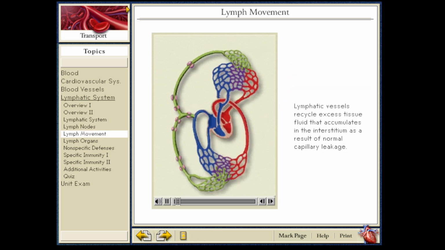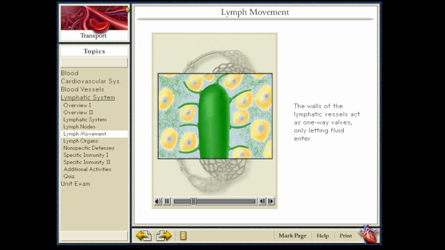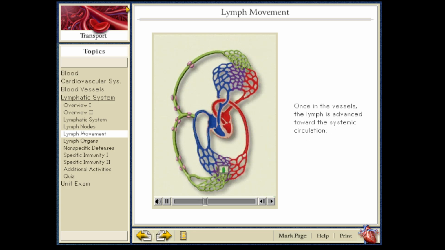Lymphatic vessels recycle excess tissue fluid that accumulates in the interstitium as a result of normal capillary leakage. The walls of the lymphatic vessels act as one-way valves, only letting fluid enter. Once in the vessels, the lymph is advanced toward the systemic circulation.